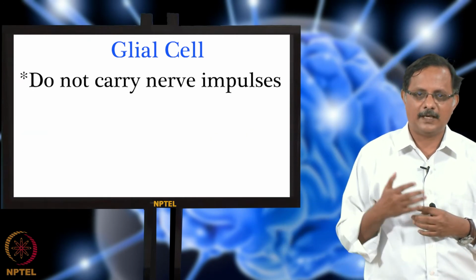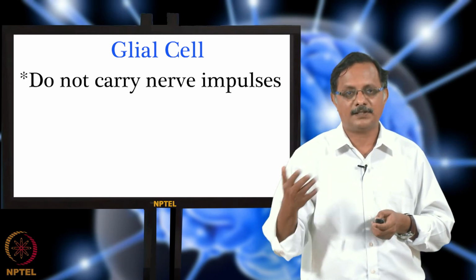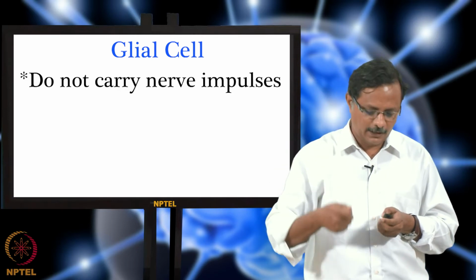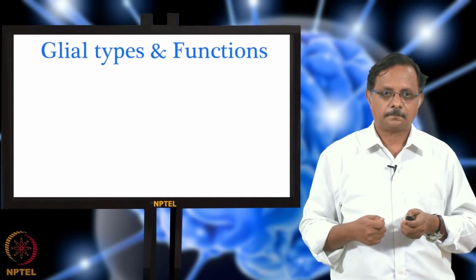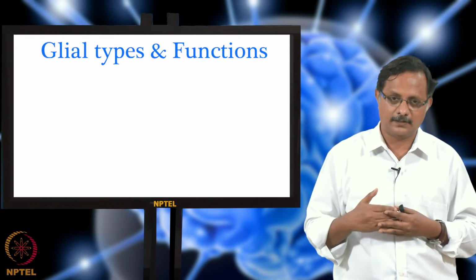But glial cells do not carry nerve impulses, they are not electrically very active, but they show other signals, by which they seem to respond to signals coming from outside, and also using these other signals they can talk to neurons. Glial cells are found both in the central nervous system and the peripheral nervous system.